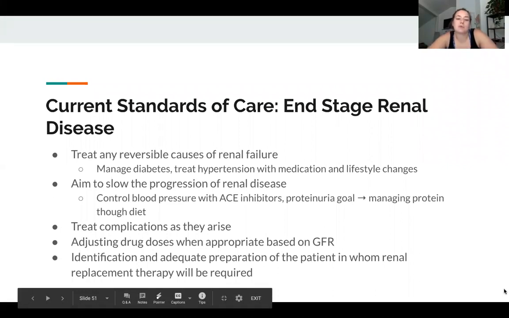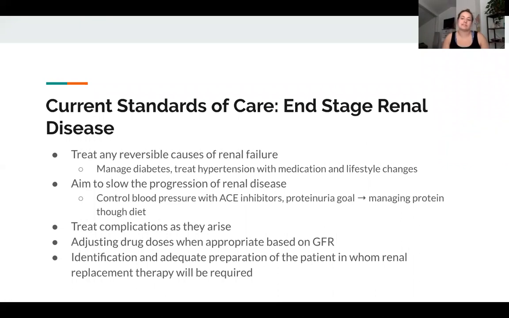And then we've got some more current standards of care. So now he is in end-stage renal disease. He is there. He's in the last stage. So we're just going to treat any reversible causes of that renal failure that we can. Like we've been saying, managing that blood sugar, treating that hypertension, and continuing that healthy lifestyle change, because this is his life now. He's got to put his health first.